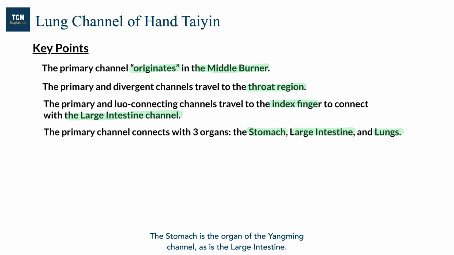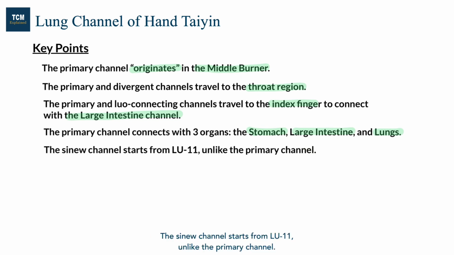The stomach is the organ of the yang ming channel, as is the large intestine. The sinew channel starts from lung 11, unlike the primary channel. So that was the anatomy of the lung channel of hand Taiyin.